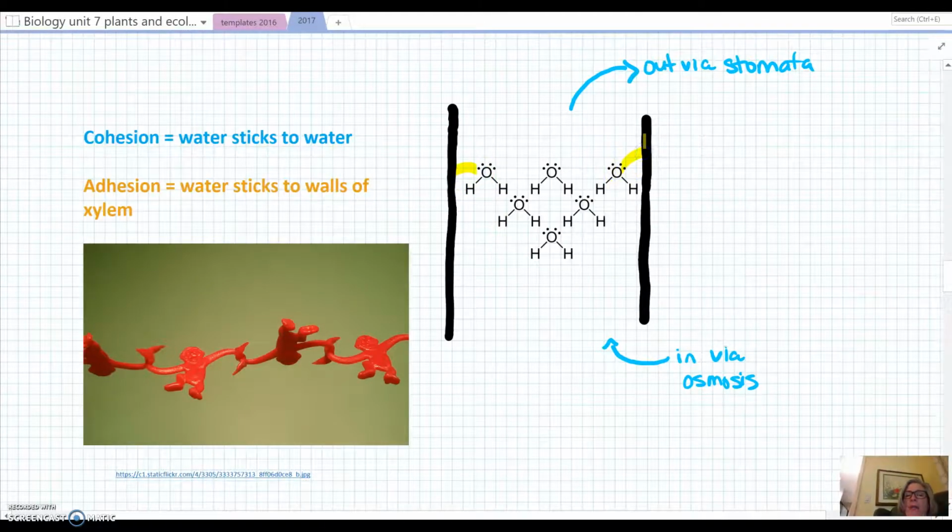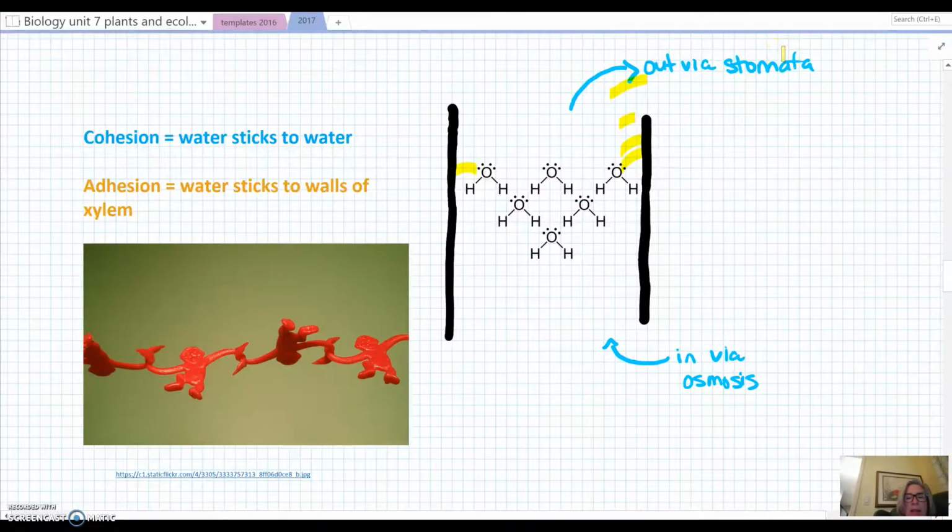So you can think of this as water evaporating out of the stomata, being pulled out and being pushed in by the root pressure of hypotonic soil and osmosis, and then the water sticking to each other, it kind of creeps up until it moves out. So this combination of root pressure, adhesion and cohesion of water, and then evaporation via the stomata is enough for water to move from the root all the way up the plant and out of the stomata.